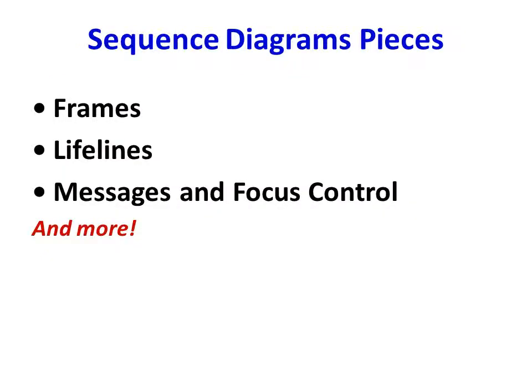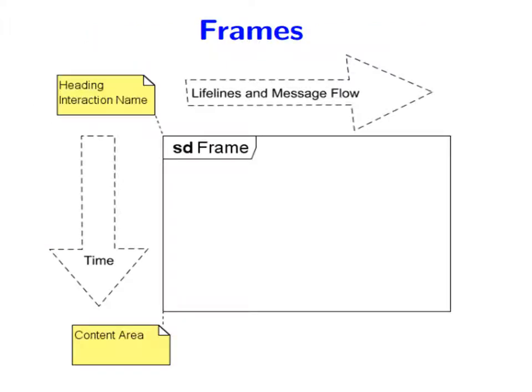A sequence diagram consists mainly of frames, lifelines, messages, focus of control, and more. I think here we need to just focus on the message and focus. The sequence diagram frame, which we use to create a boundary for a specific type of interaction.